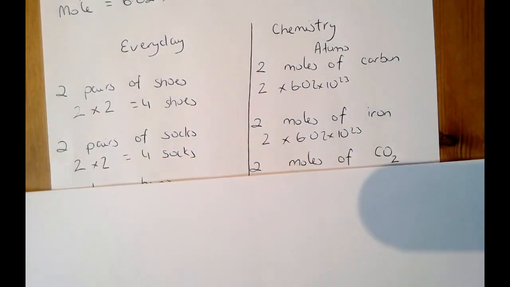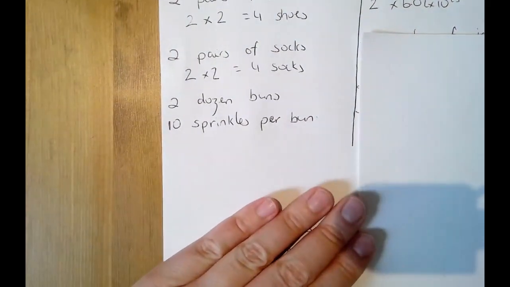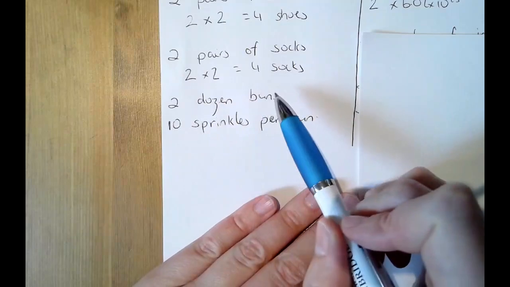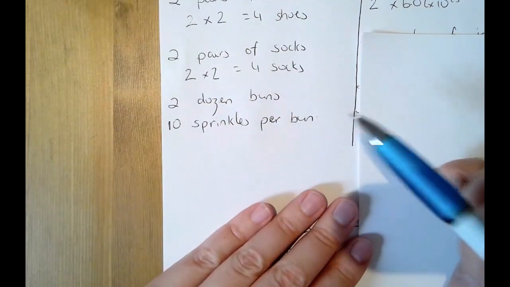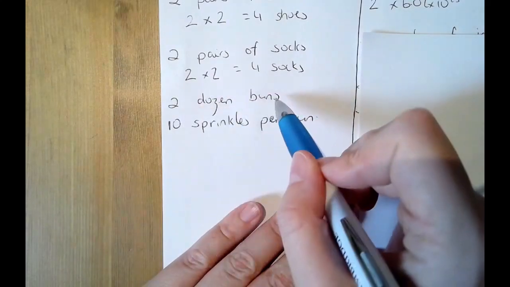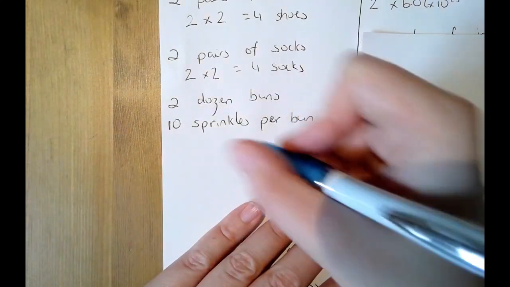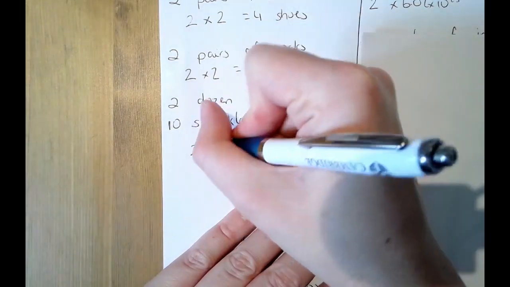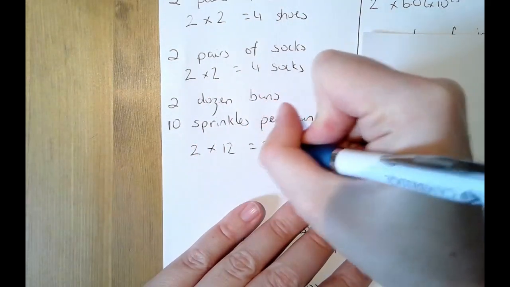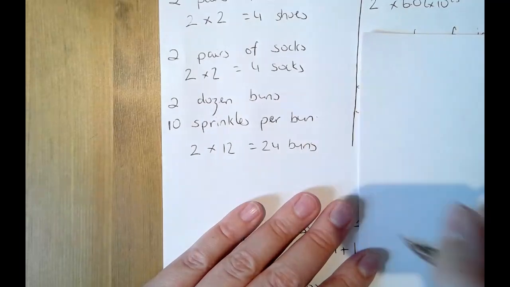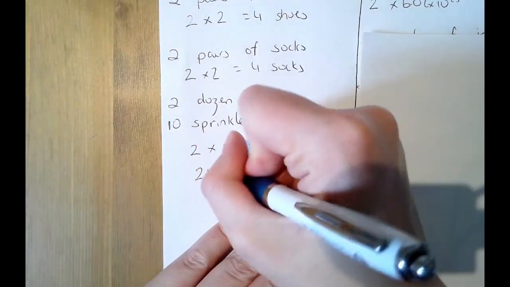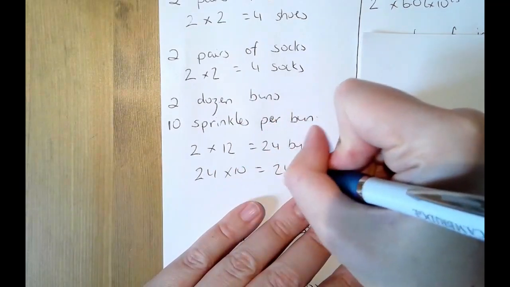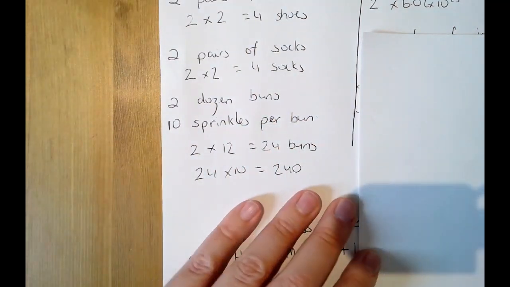Okay. The other type of question you get, again, I'm just going to give you a really basic example so you see how simple this is. If you had 2 dozen buns and each bun had 10 sprinkles, how many sprinkles do you have in total? So 2 dozen buns, you're going to need to work out how many individual buns you've got. You know the word dozen represents the number 12. So you know you've got 24 buns in total. And then I'm telling you that each bun has 10 sprinkles, 24 buns, 10 sprinkles per bun. You've got 240 sprinkles. Okay, so very basic maths.